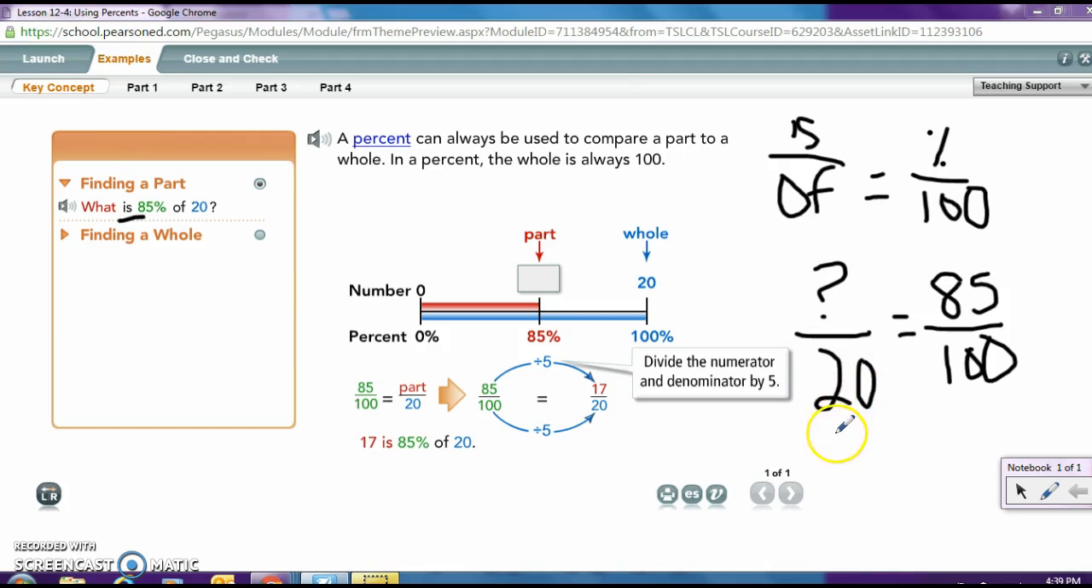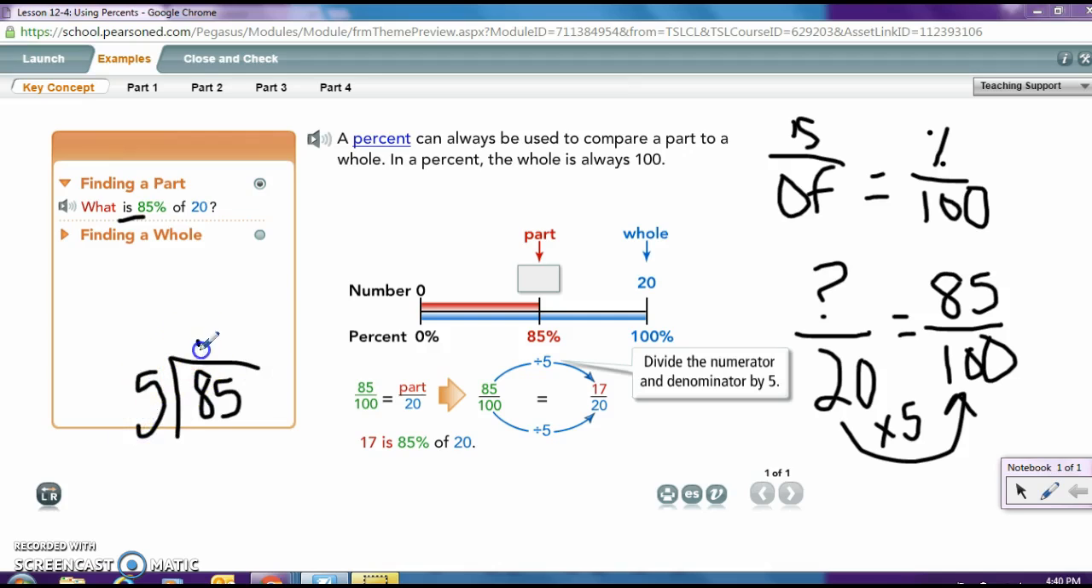So now I need to ask myself, how do I get from 20 to 100? And I know 20 times 4 is 80, so 20 times 5 must be 100. If I multiply by 5 here, I'm going to have to multiply this question mark by 5 to get 85. So I need to figure out, what is 85 divided by 5? So go ahead and solve this with me.